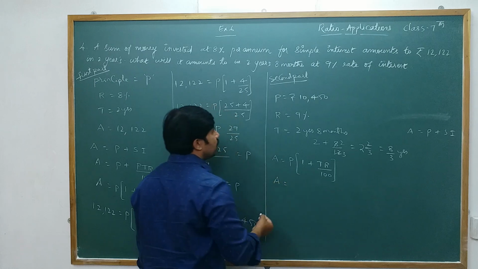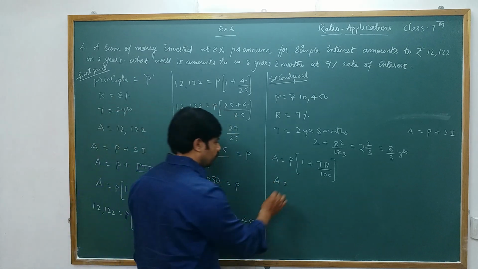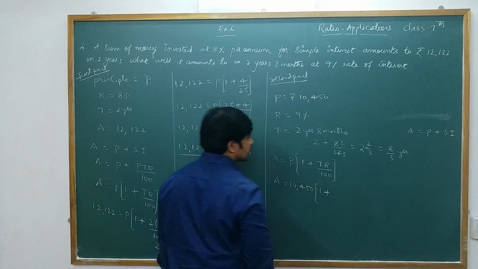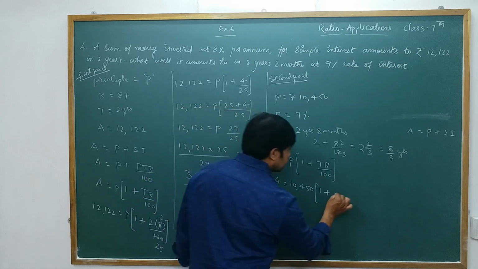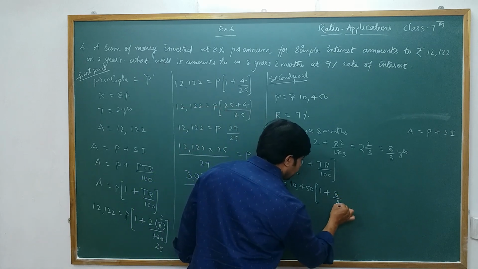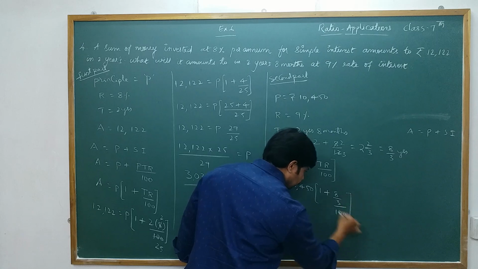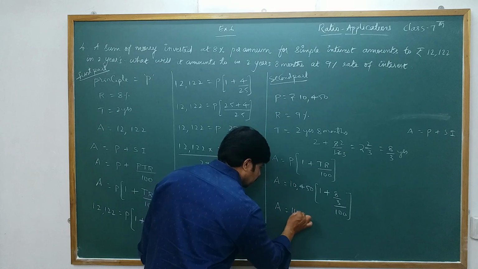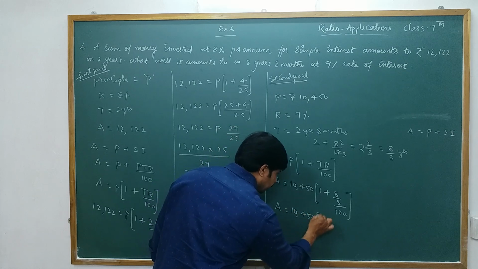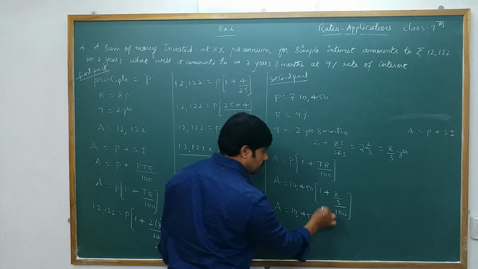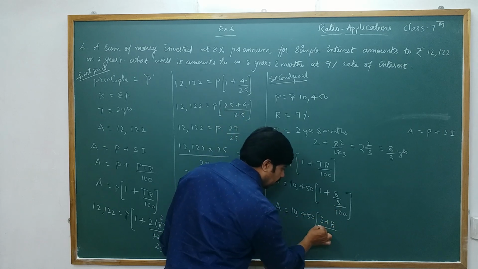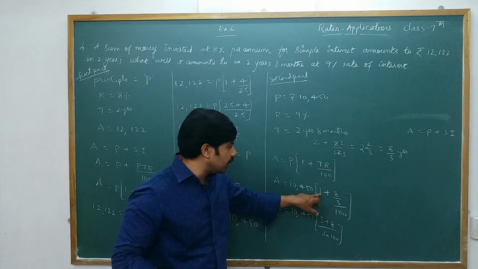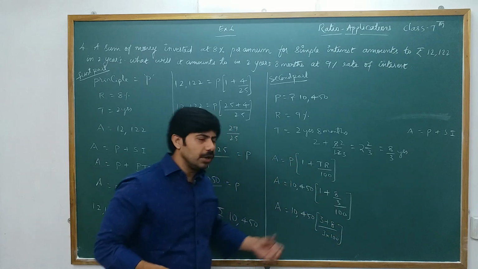Now we will substitute this. We have to find out the amount. Amount is equal to P. What is the principal? 10,450 into 1 plus TR. What is T? It is 8 by 3 by 100. So now amount is nothing but 10,450 into, I will take the LCM here, 3 plus 8. After taking the LCM 3, this 3 goes to the denominator.